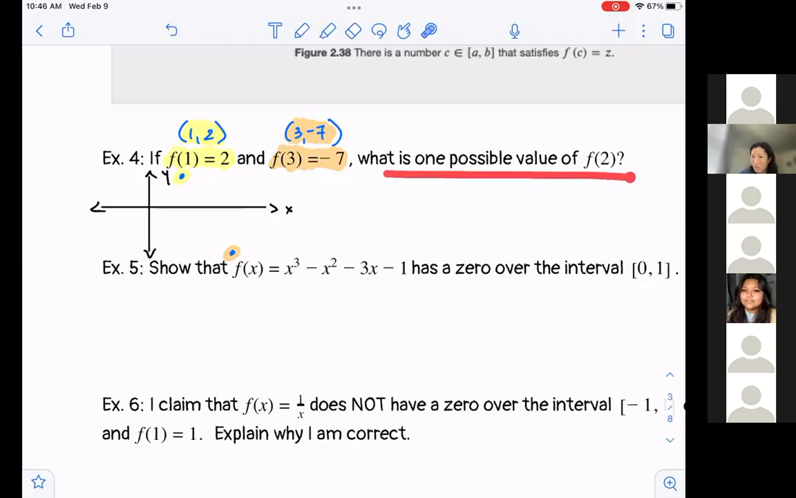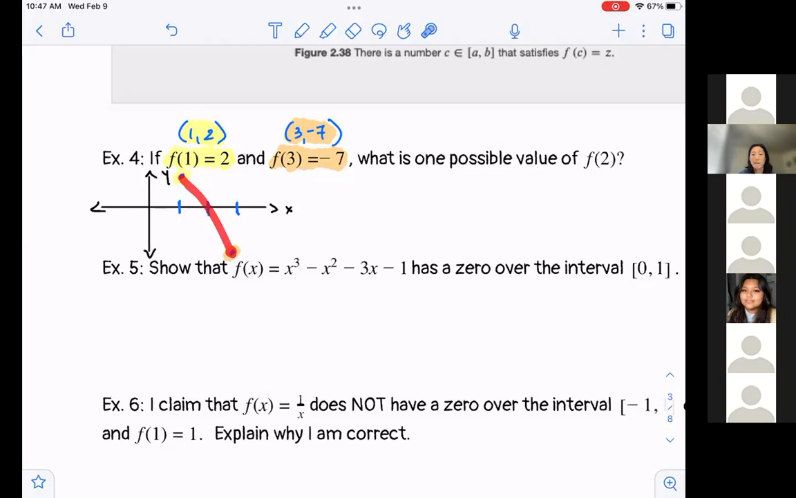Now let's read the second part of the sentence. What is one possible value of f of 2? So we have 1 here. We have 3 here. F of 2, well, 2 is right in the middle of 1 and 3. It might not happen, but it's possible that I get a 0.